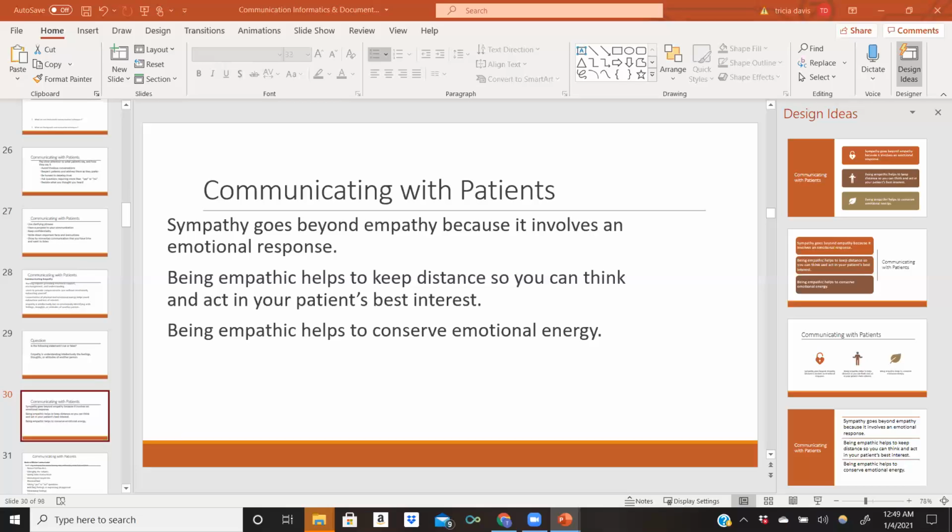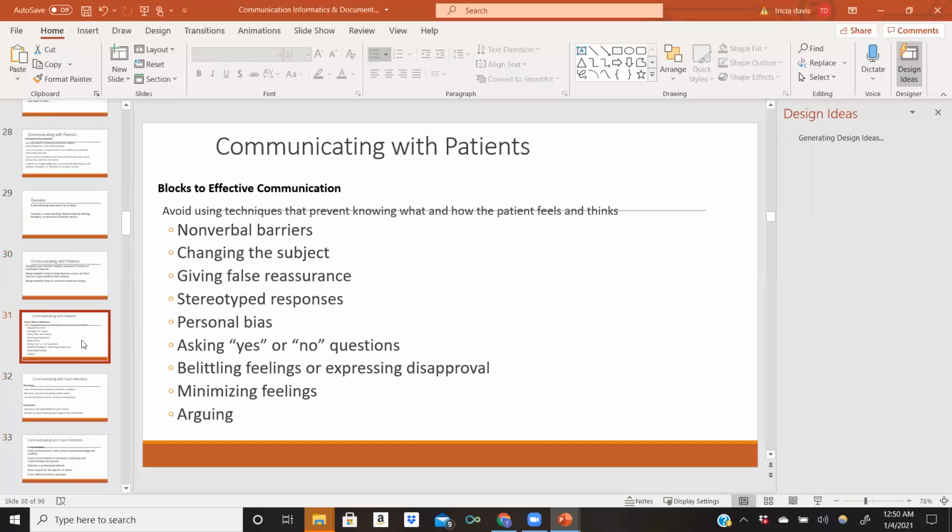When the patient and the family sense that you have an idea of what they're experiencing, when you empathize with them and that you're committed to helping them, the basis is then set for a trusting therapeutic relationship between both of you, because they feel like they can trust you. So sympathy does go beyond empathy. We said that it involves emotional response. Being empathetic helps you keep distance so you can still think and act in your patient's best interest. And being empathetic helps to conserve your emotional energy.